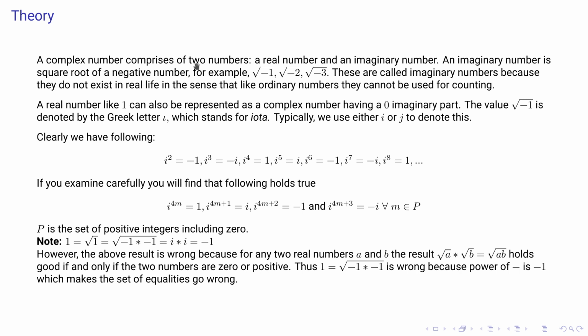So as I have written here, complex number is a combination of real number and imaginary number. So we all know what is a real number. Now, the new thing which we have here is an imaginary number. So what is an imaginary number? Square root of any negative number is an imaginary number. Since the square root of a negative number does not exist, these are called imaginary numbers. And these numbers cannot be used for counting.